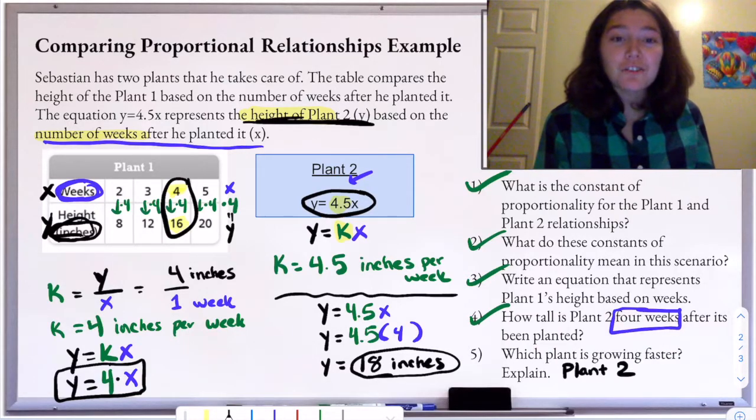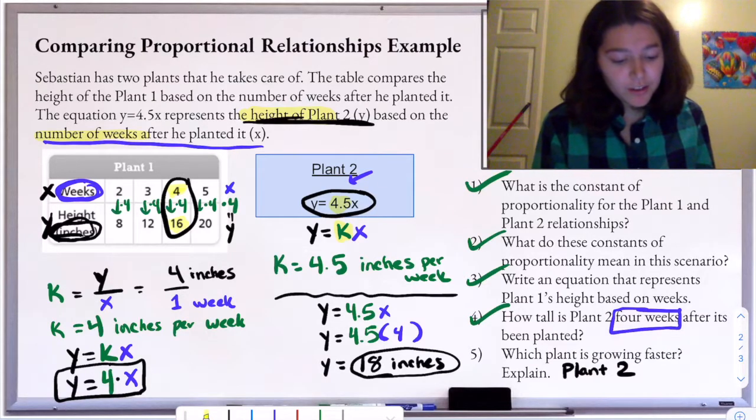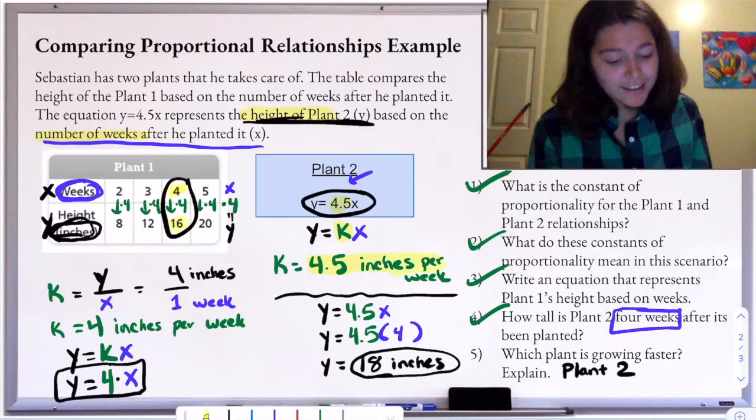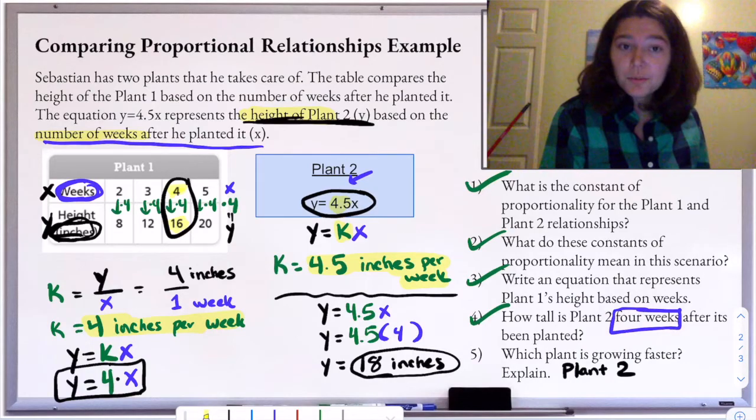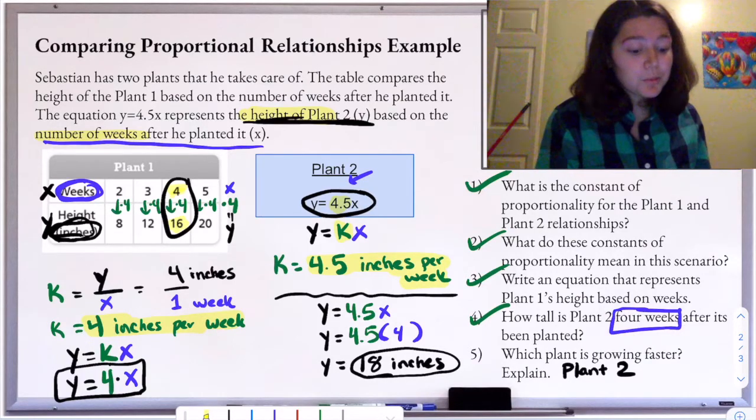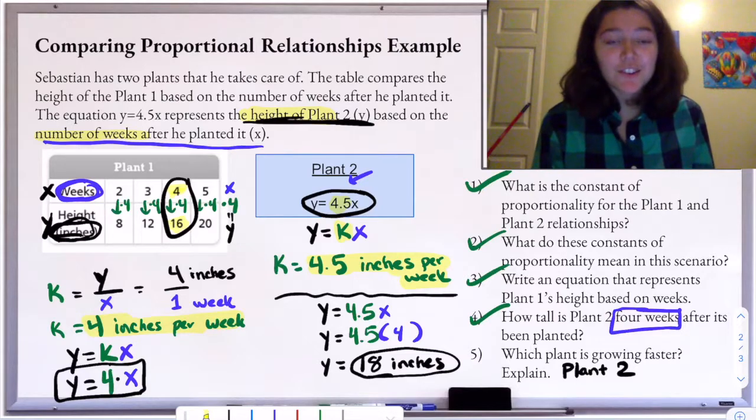Okay, but I don't have to just look at that to see it. I actually know that right away once I find the constant of proportionality. Plant 2's constant of proportionality is bigger, it's larger than plant 1's. So plant 1 is going to grow 4 inches per week, which is solid, but plant 2 is going to grow 4.5 inches per week. So it's growing faster every single week.